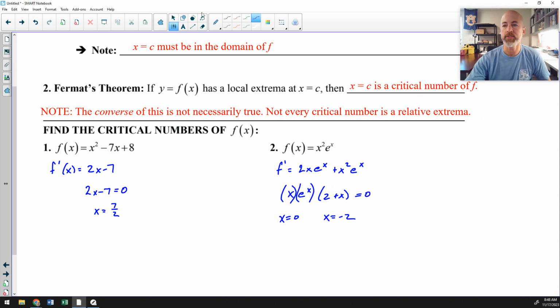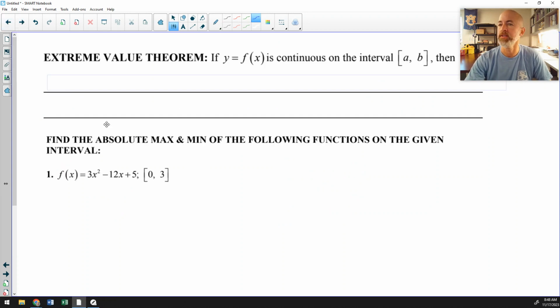Find the derivative, set equal to 0. And there you go. You do want to consider where the derivative fails to exist, but that does not happen in either one of these examples. And I don't think I have an example of that anywhere in this lesson.